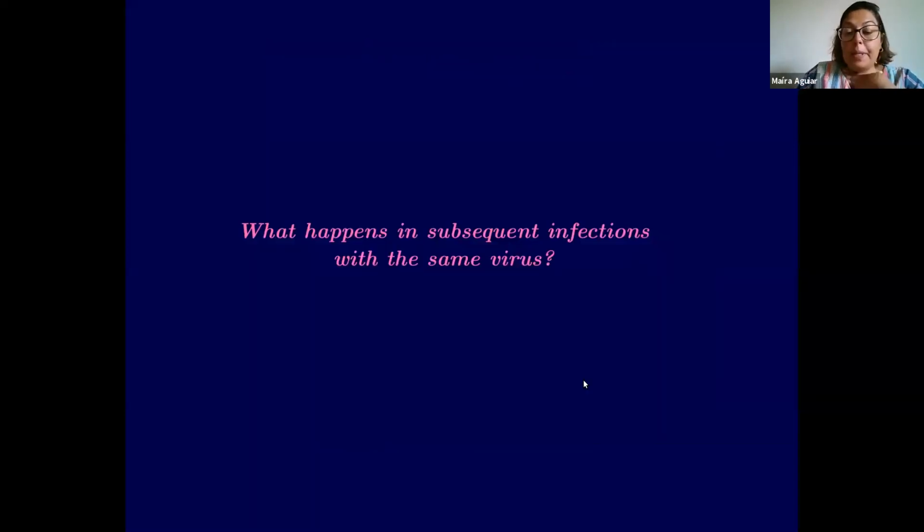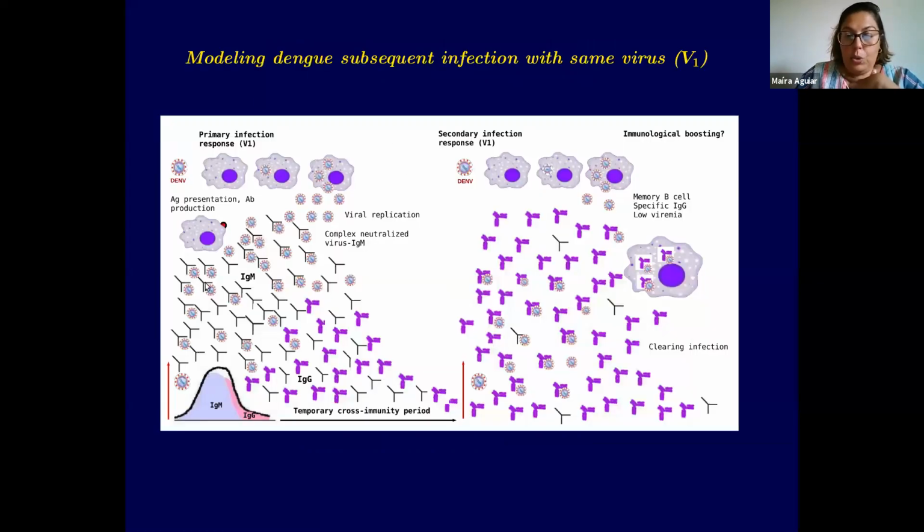So what happens in subsequent infections? As I showed you in the scheme already, you have a possibility to have a primary infection followed by a secondary infection from the same serotype. You have an activation of this pre-existing antibody. This pre-existing antibody is able to bind to this virus, and because it is specific to this virus, it can clear the infection immediately, and you have no enhancement of viral replication.